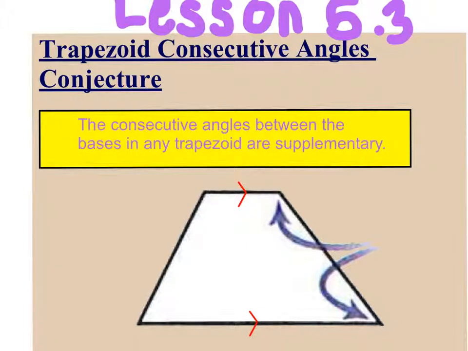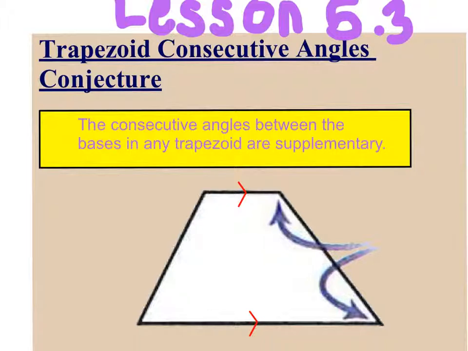To solve problem number 3 in lesson 5.3 in the Discovering Geometry textbook, you need two of the conjectures that were learned today in class. The first one that you need is called the trapezoid consecutive angles conjecture.